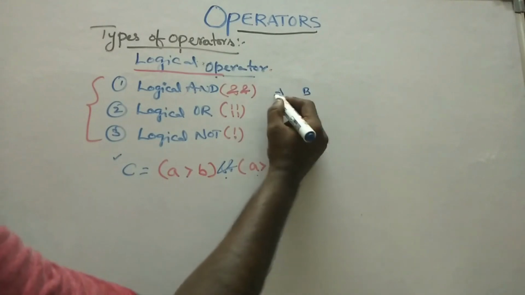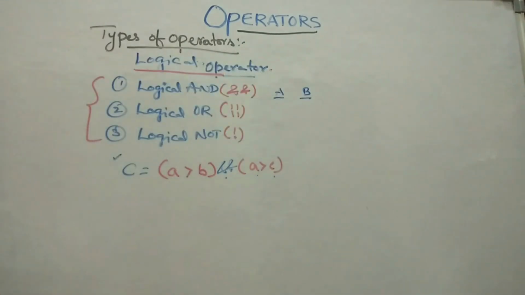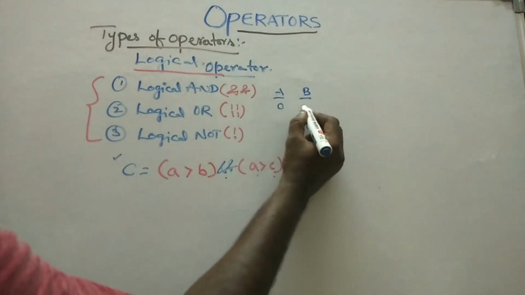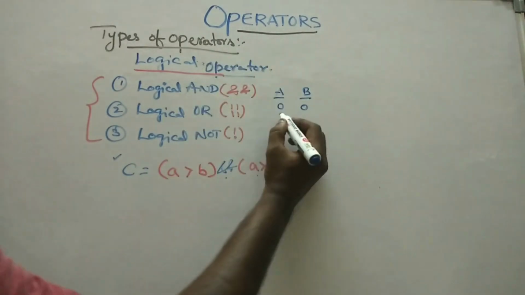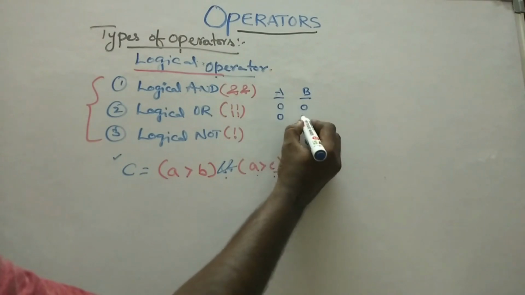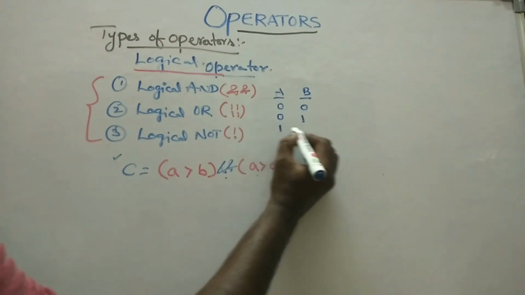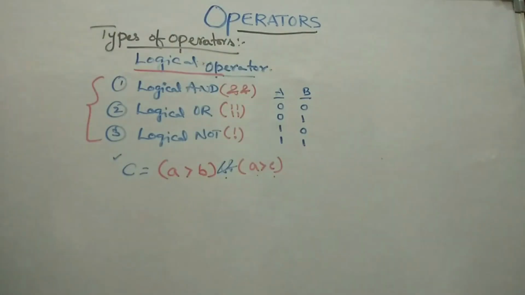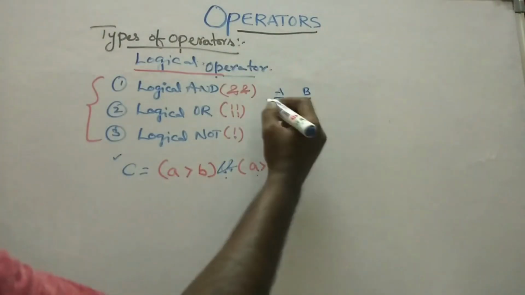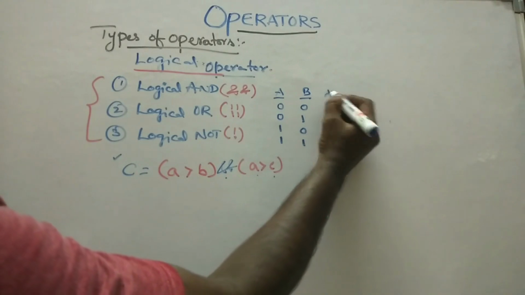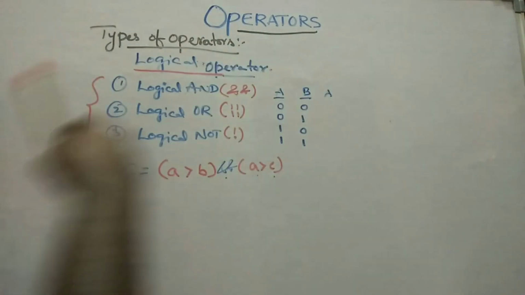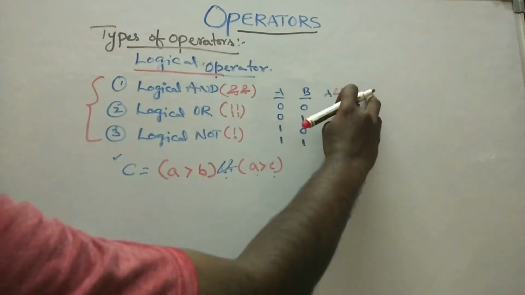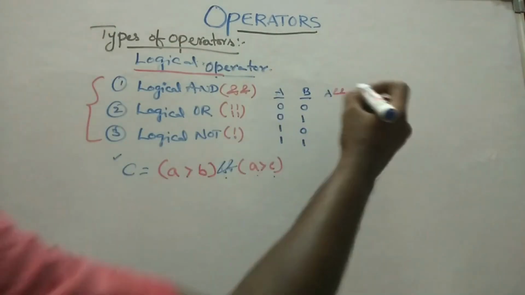Suppose we take A and B as the two inputs. Now what are the possible combinations? Either A is 0 and B is 0, otherwise A is 0 and B is 1, otherwise A is 1 and B is 0, otherwise A is 1 and B is 1. These are the possible combinations, right? Now in between we have to apply A logical AND B.